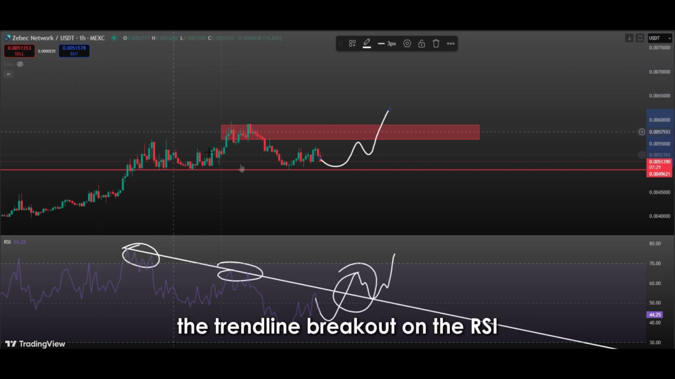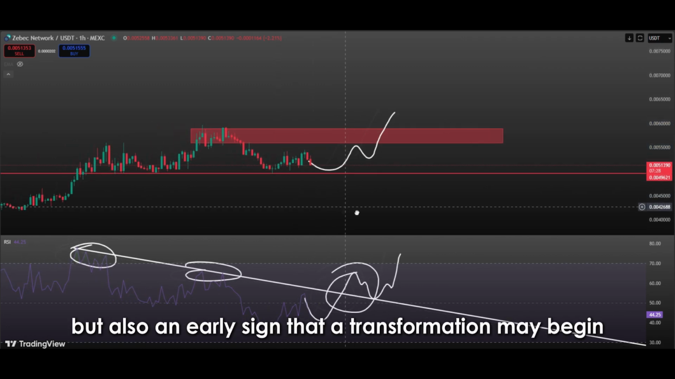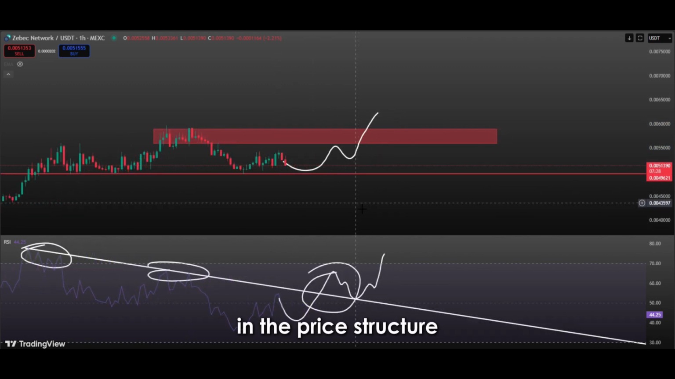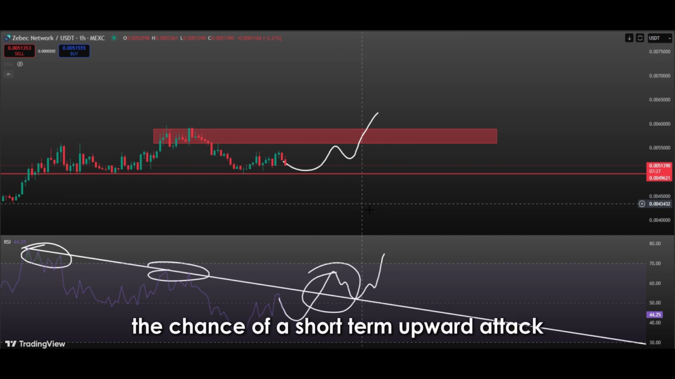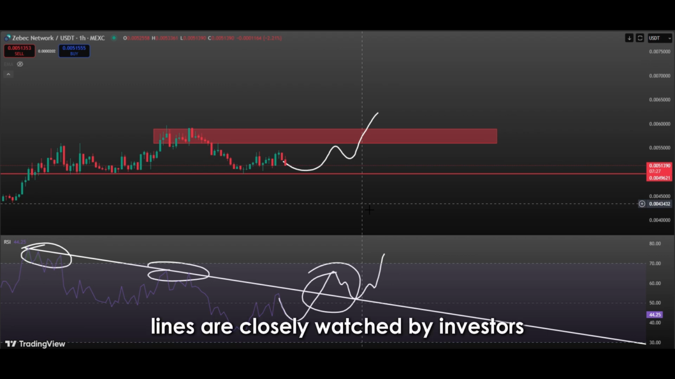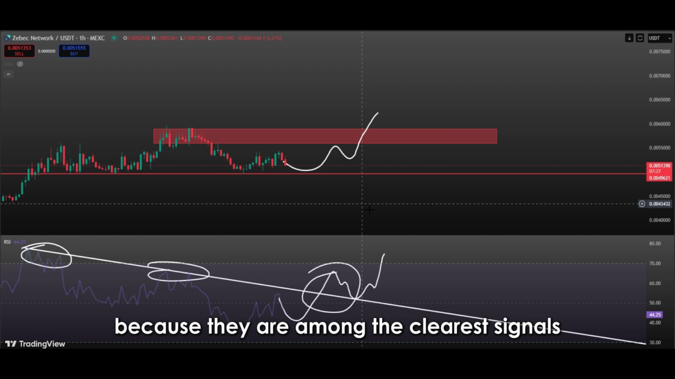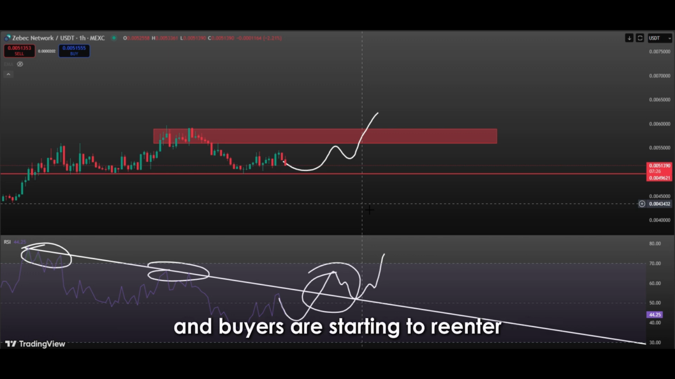Therefore, the trendline breakout on the RSI is not only a change within the indicator itself, but also an early sign that a transformation may begin in the price structure. When the RSI breaks its descending trendline, the chance of a short-term upward attack in price increases significantly. Such descending trendlines are closely watched by investors because they are among the clearest signals that the price's current downward momentum is weakening and buyers are starting to re-enter.